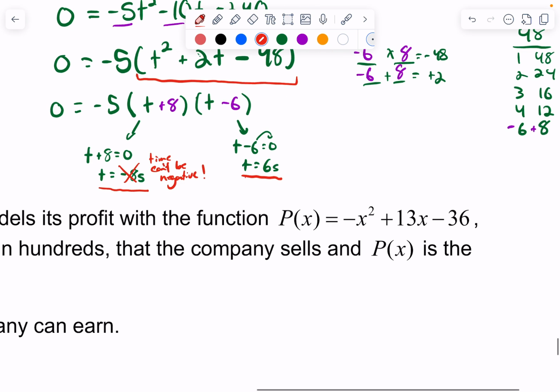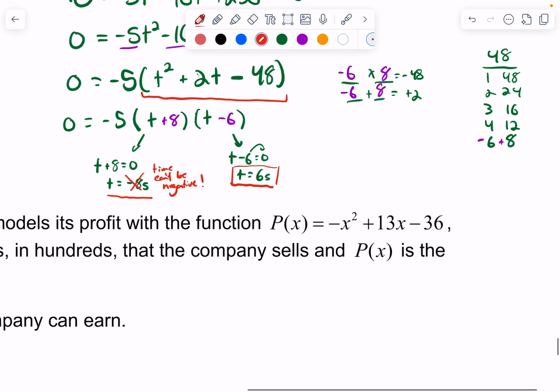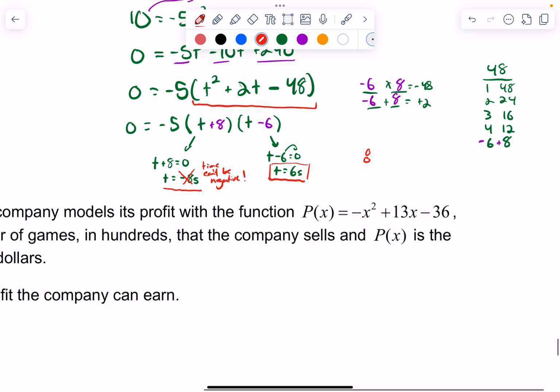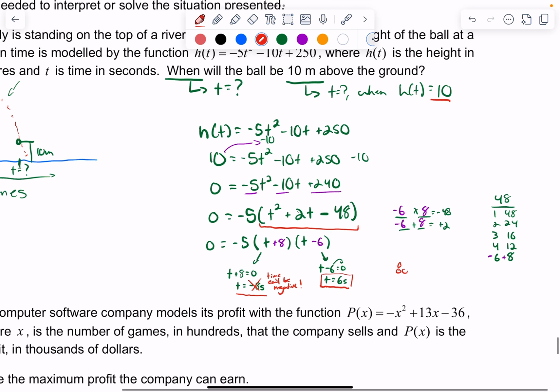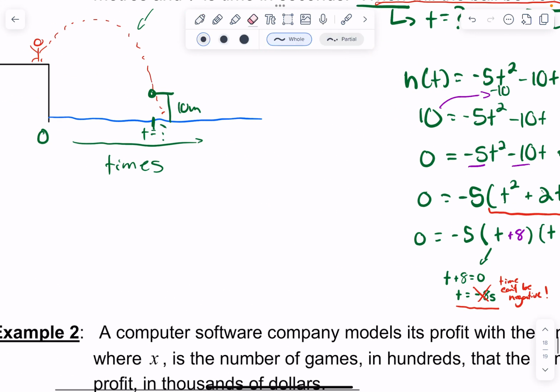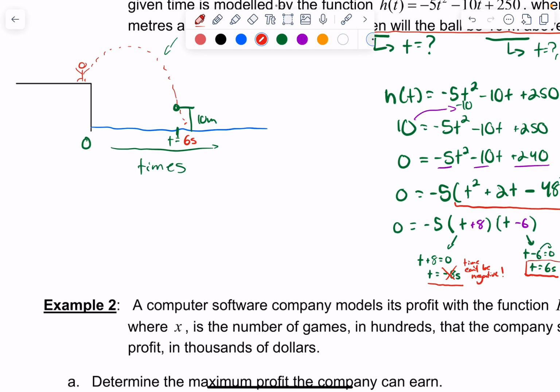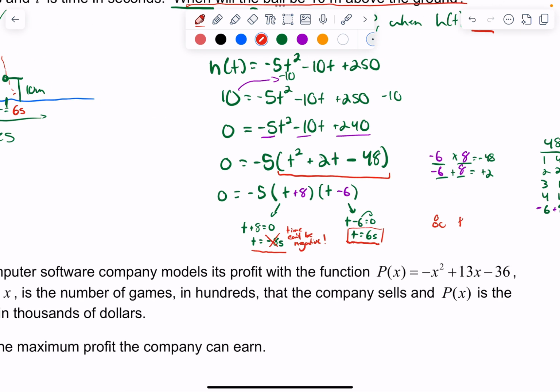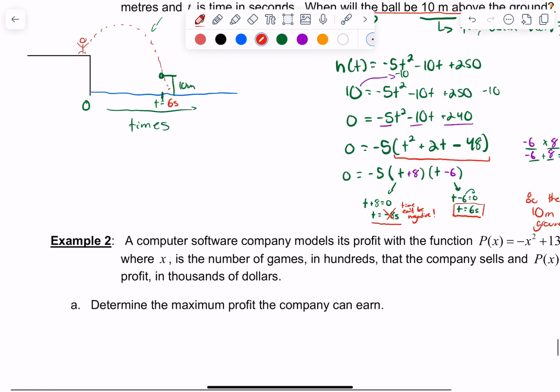So then this is really your only solution. So therefore, go back to the problem. When will the ball be 10 meters above the ground? Well, that means right here, this is at 6 seconds. So the ball is 10 meters above the ground at 6 seconds. And visually, what does this negative 8 mean?